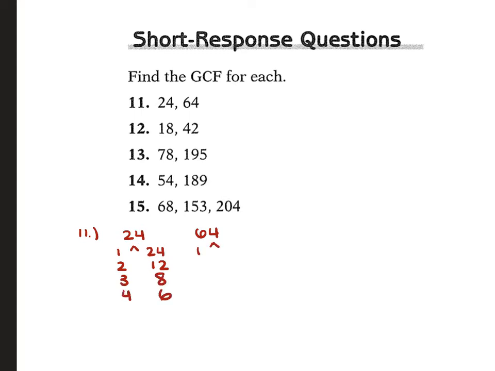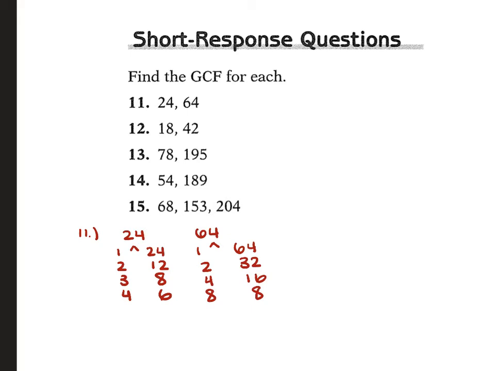For 64, we have 1 and 64. 2 and 32. 3 does not go into it evenly. 4 goes into it 16 times. 5 does not go into it evenly. 6 does not go into it evenly. 7 does not go into 64 evenly, but 8 goes into it 8 times.